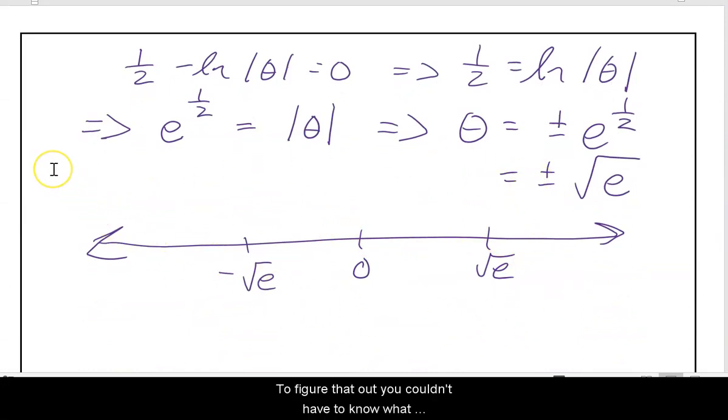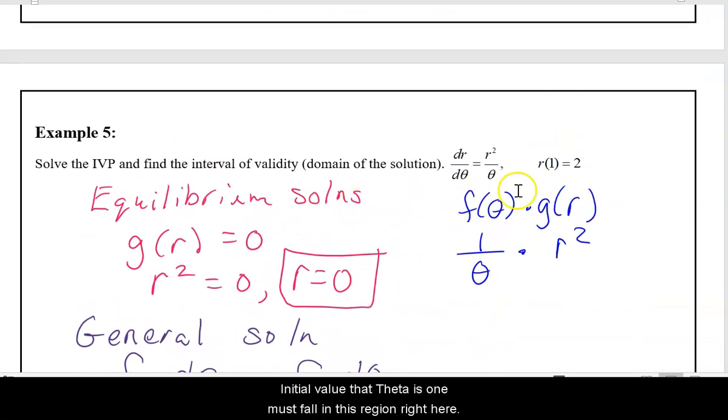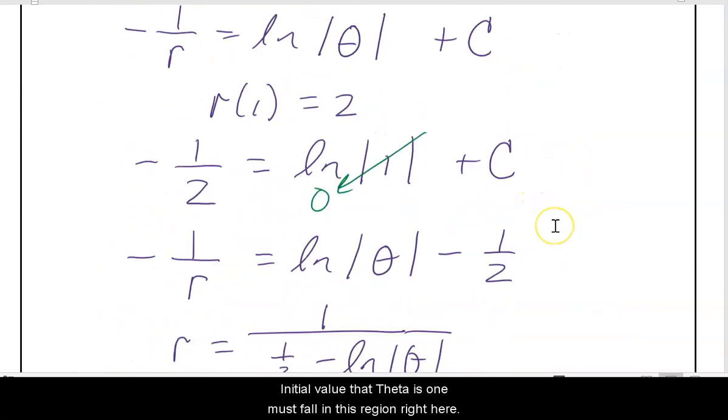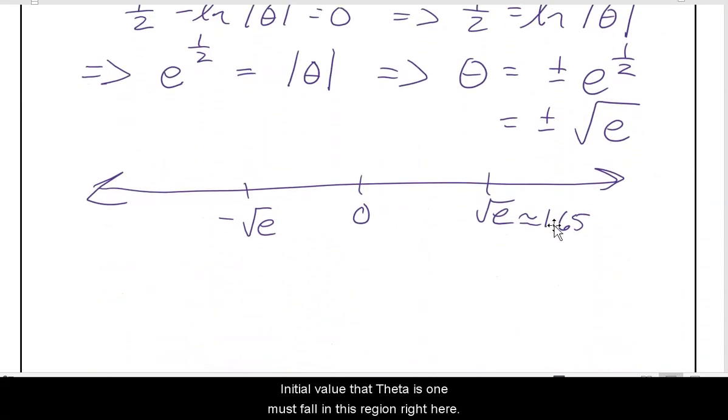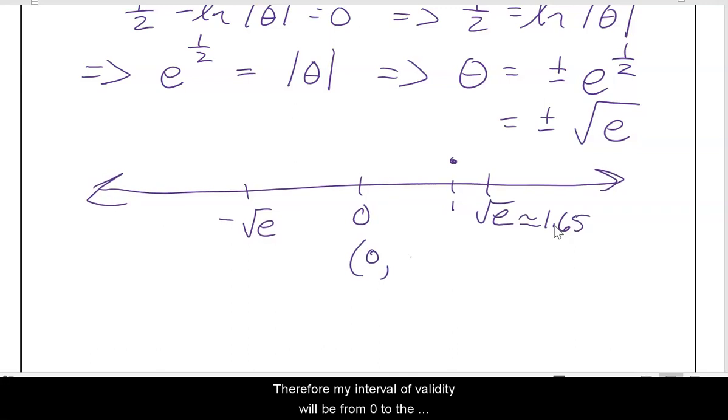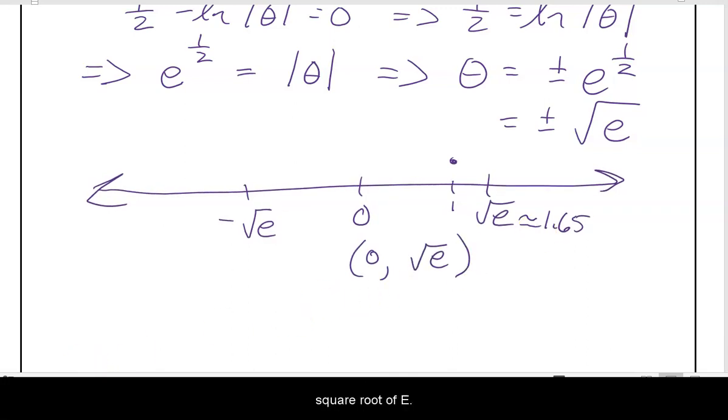To figure that out, you're going to have to know what the square root of e is. You can grab your calculator and figure it out, or you can simply wait, and I'll tell you that it's about 1.65. Since this is roughly 1.65, that means that my particular initial value, that theta is 1, must fall in this region right here. Here's 1, so it's got to be somewhere in here. Therefore, my interval of validity will be from 0 to the square root of e.